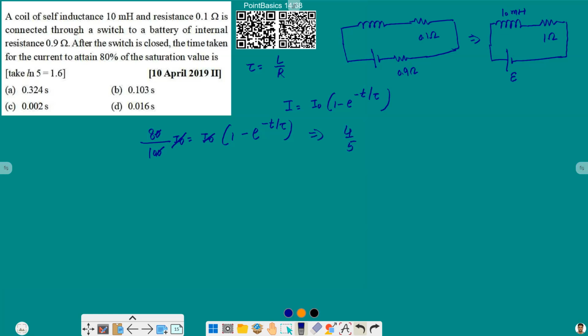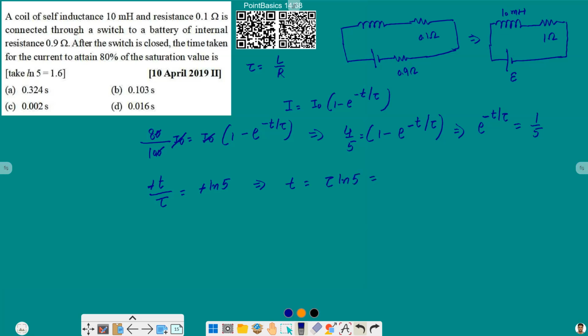So 4 by 5 is equal to 1 minus e^(-t/tau), and further e^(-t/tau) is 1 minus 4 by 5, or 1 by 5. Taking the natural log of both sides, it will be minus t by tau is equal to minus ln 5, because ln 1 is 0, so the minus cancels, and time is tau into ln 5.